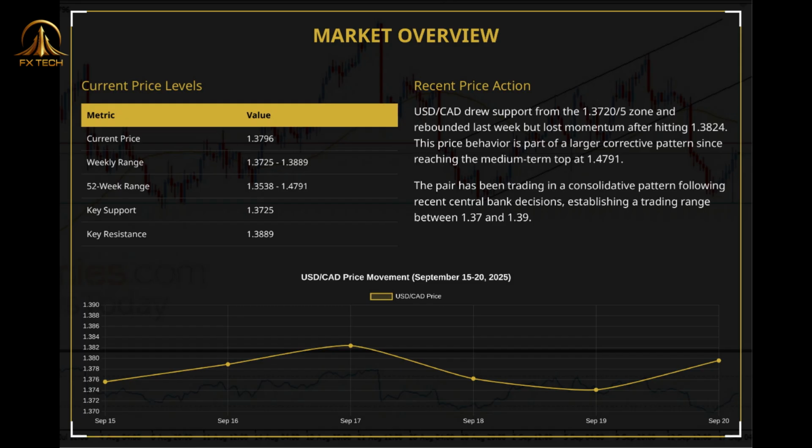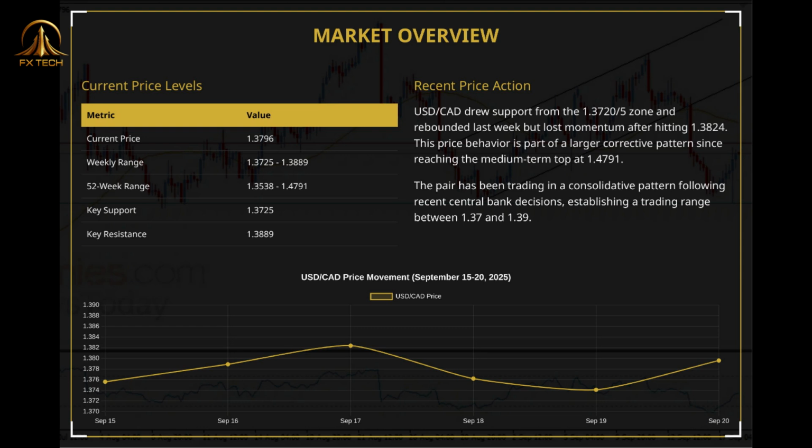Let's begin with an overview of the current market situation for USD/CAD. As of September 20th, the pair is trading at 1.3796, having established a weekly range between 1.3725 and 1.3889. Looking at the broader picture, the 52-week range shows movement between 1.3538 and 1.4791, indicating significant volatility over the past year. The key support level to watch is at 1.3725, while resistance sits at 1.3889.